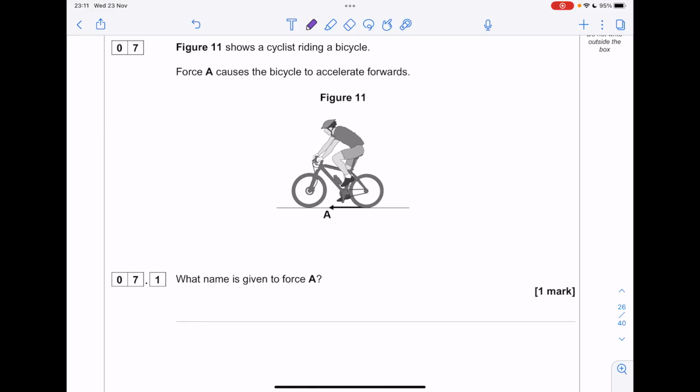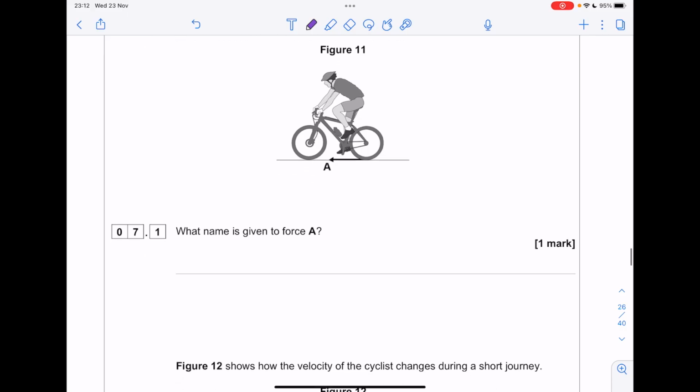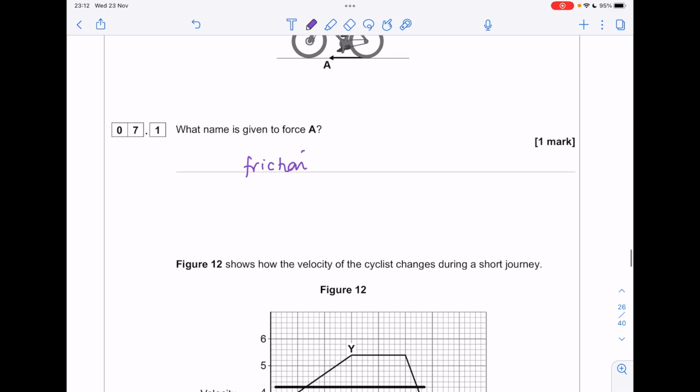Figure 11 shows a cyclist riding a bicycle. Force A causes the bicycle to accelerate forwards. What is the name given to force A? It's at the interface between these 2 surfaces, so it's friction.